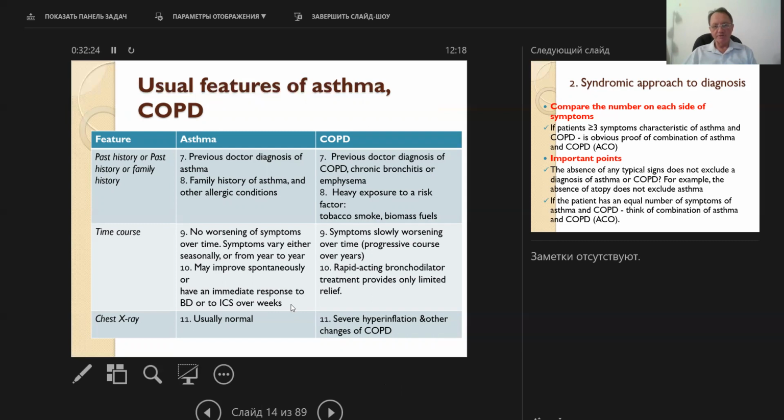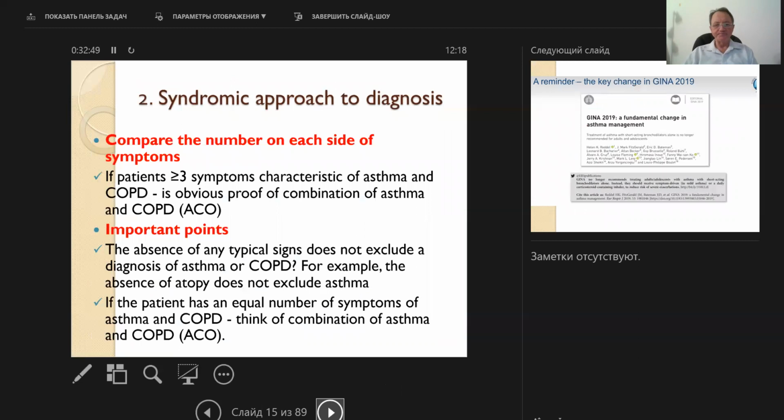Chest X-ray in case of asthma is normal, but in case of COPD, you can see severe hyperinflation and emphysema, air trapping, especially with high resolution computed tomography. Sometimes you can find patients who have both asthma and COPD. Previously it was called asthma-COPD overlap syndrome, but now this term has changed to combination of asthma and COPD, if the patient has more than 3 symptoms of asthma and more than or equal symptoms of COPD.